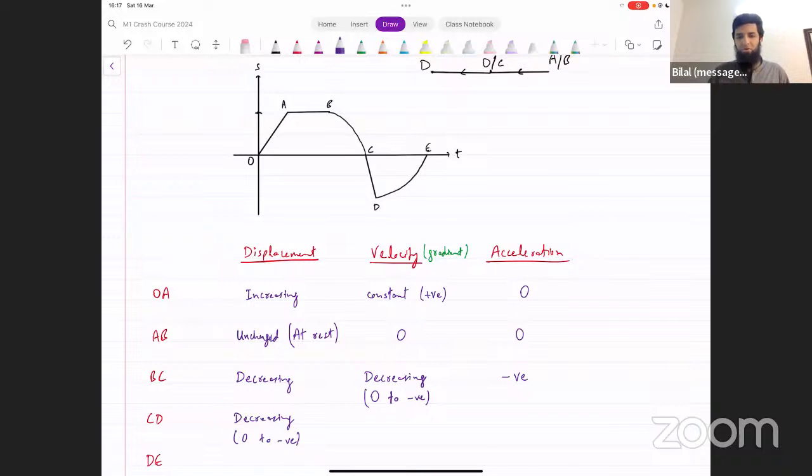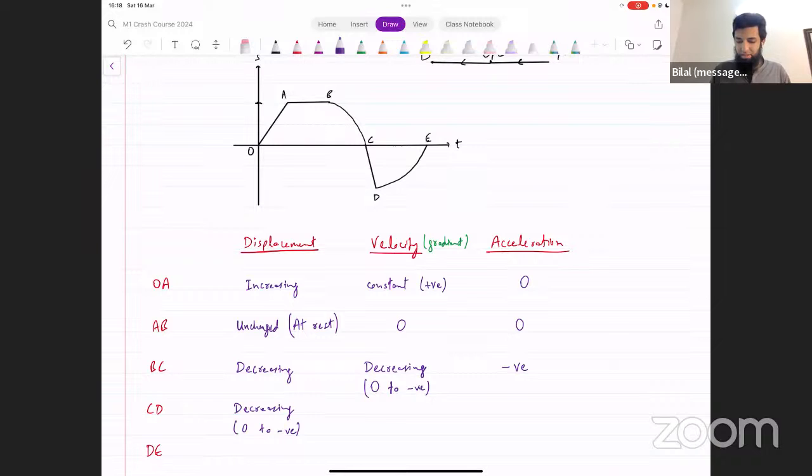What about velocity? Velocity is constant gradient. Constant in the negative direction. Yeah, so it's constant and it has a negative value, right? It's constant and it has a negative value. And what about acceleration?